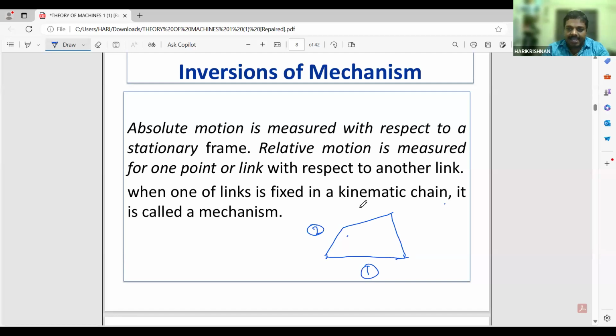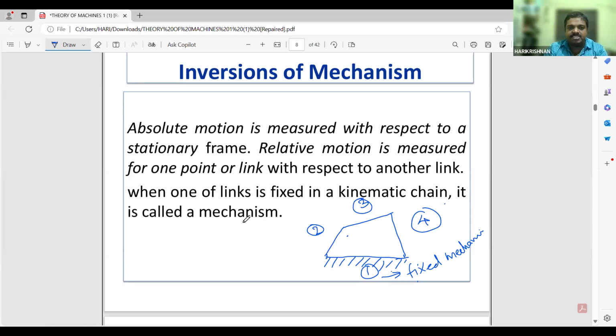So for a 4-bar system to be a mechanism, one of the links has to be fixed. So we are fixing this link. When link 1 gets fixed, it forms a mechanism. And if you are changing the fixed links one by one, it forms inversions of mechanism. So when one of the links gets fixed, it forms a mechanism, and when we change the fixed link, you will get inversions of mechanism.